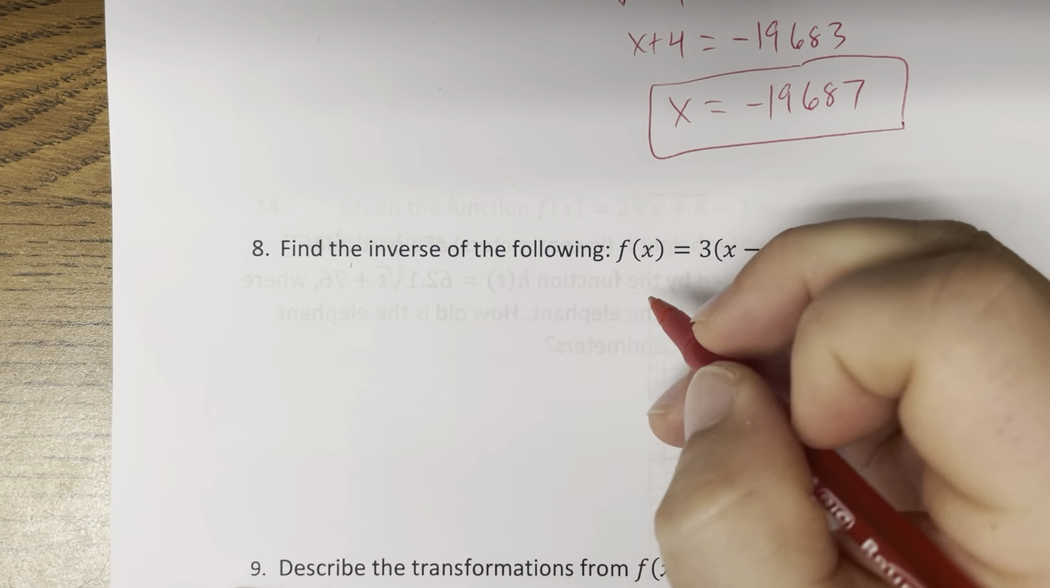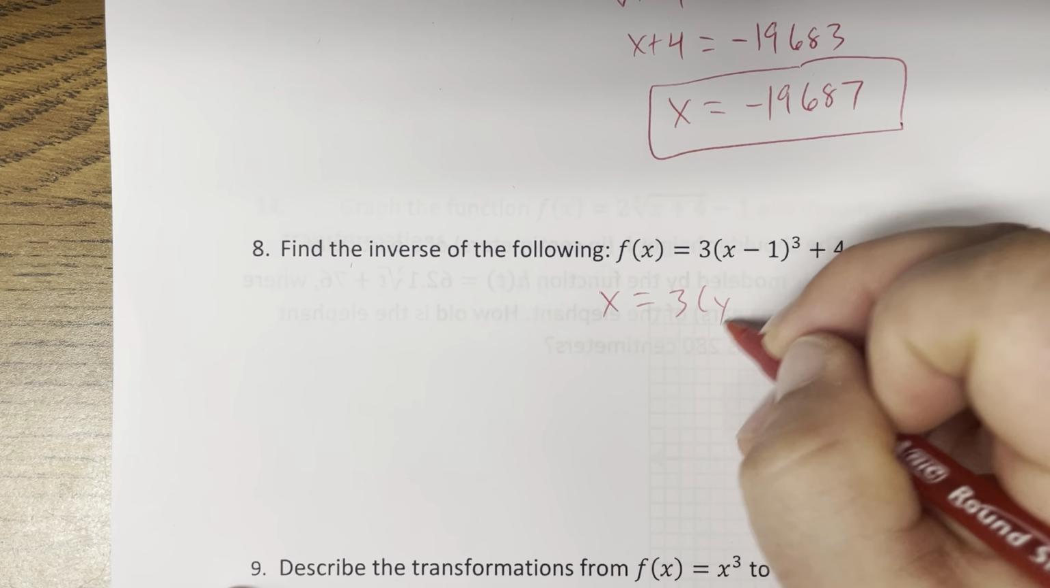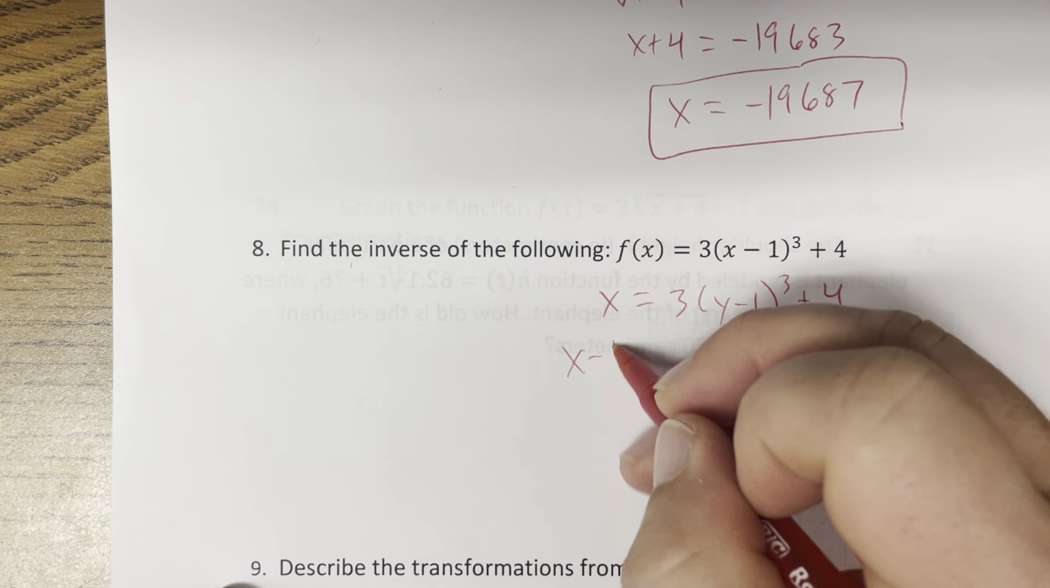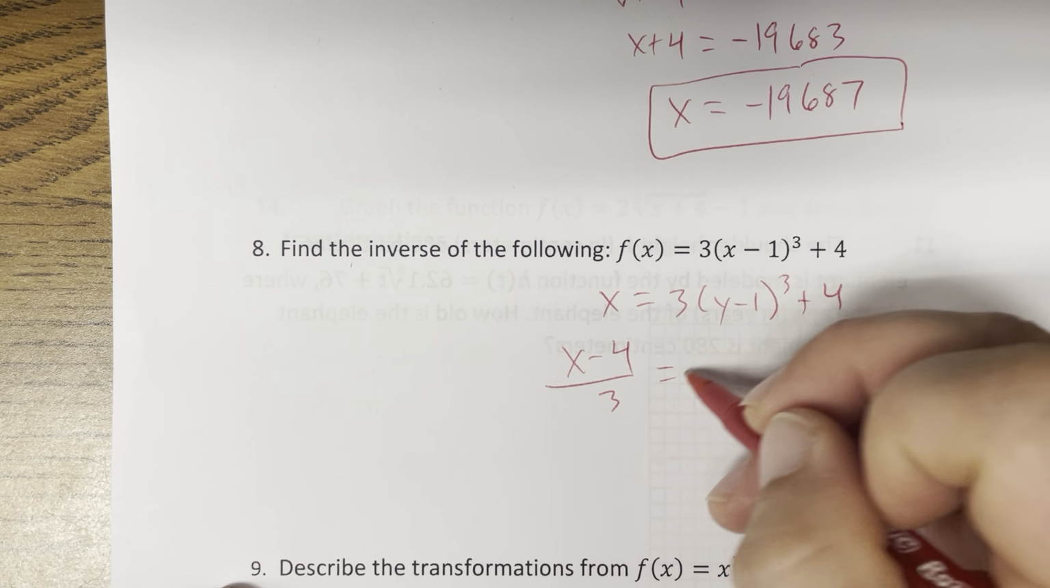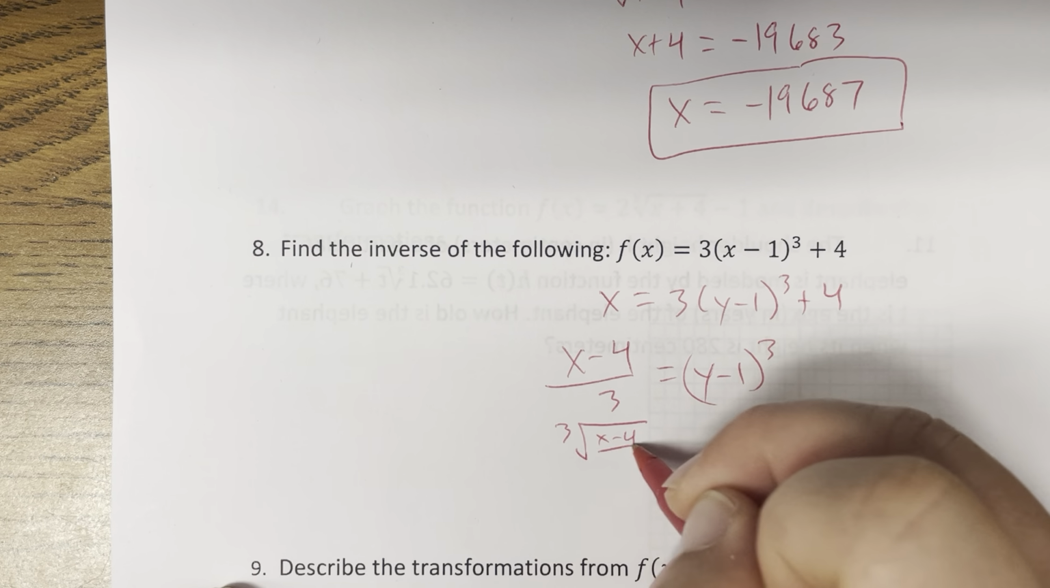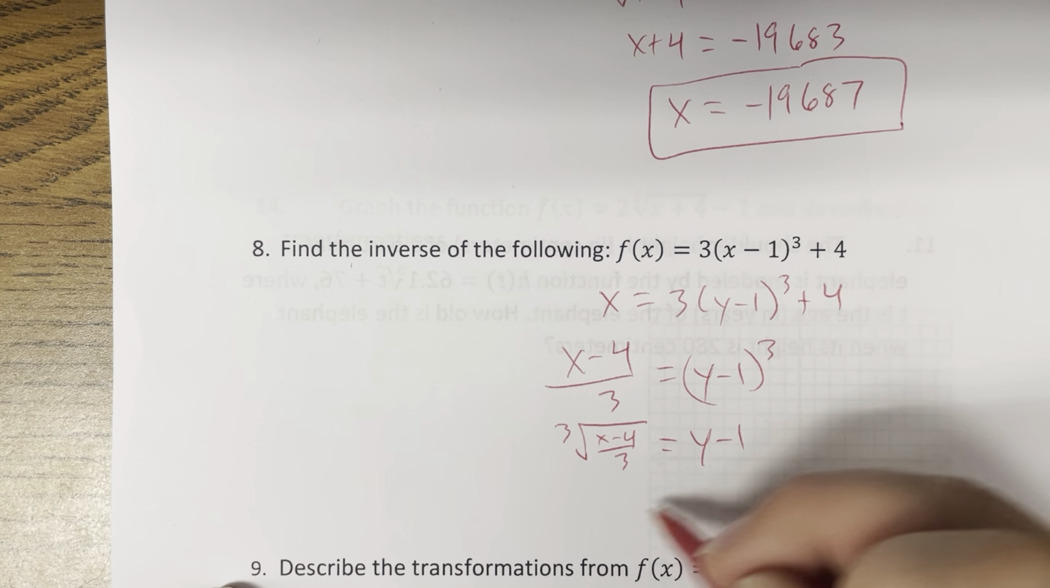Find the inverse, and so again we'll switch the x and y. Subtract 4 and divide by 3. I'll go ahead and do both of them at the same time again. And we'll take the cube root. And lastly, we'll add 1.